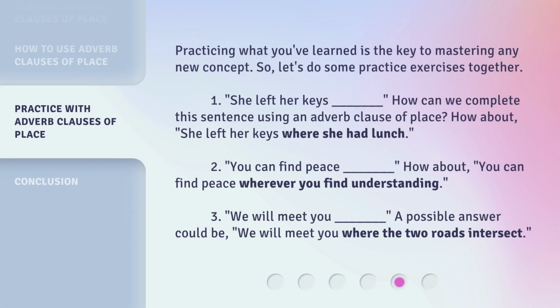Practicing what you've learned is the key to mastering any new concept. So, let's do some practice exercises together. 1. She left her keys, blank. How can we complete this sentence using an adverb clause of place? How about, she left her keys where she had lunch? 2. You can find peace, blank. How about, you can find peace wherever you find understanding? 3. We will meet you, blank. A possible answer could be, we will meet you where the two roads intersect.